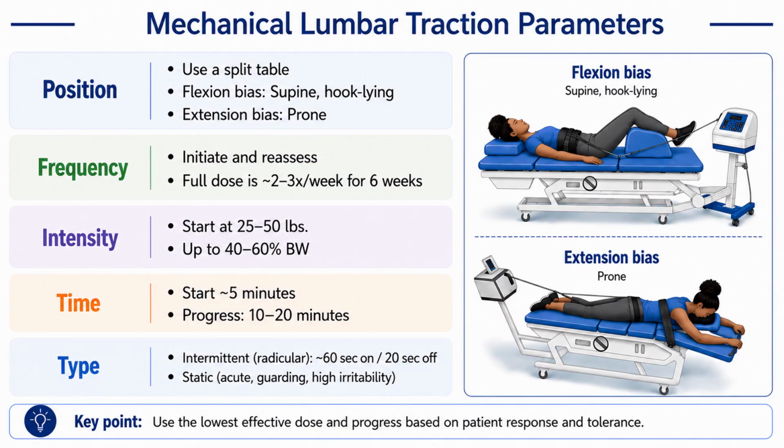For time, start with shorter durations of about 5 minutes and increase as tolerated to roughly 10 to 20 minutes to achieve an adequate treatment dose. Regarding type, intermittent traction is most commonly used for individuals with radicular symptoms, often with a 60-second hold and 20-second rest cycle, whereas static traction may be more appropriate for individuals with higher irritability or guarding. Finally, frequency is typically 2 to 3 times per week for about 4 to 6 weeks. Overall, these parameters should be adjusted based on patient response, with the goal of reducing symptoms and improving function.